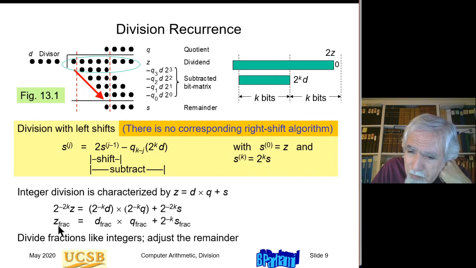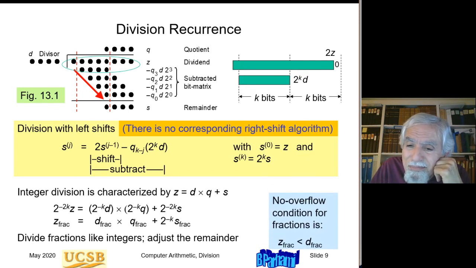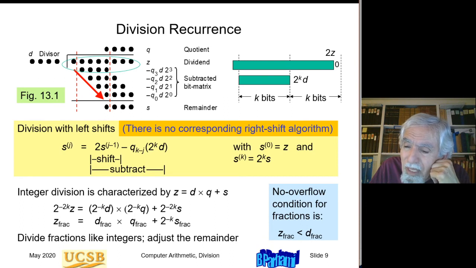So fractional z is equal to fractional d times fractional q plus the fractional remainder multiplied by 2^-k. So there's an adjustment here needed for the remainder. These will become clear as we go through some examples. In the case of fractions, the no overflow condition is basically z as a fraction must be less than d as a fraction. z must be less than d so that the quotient is less than 1. Okay.